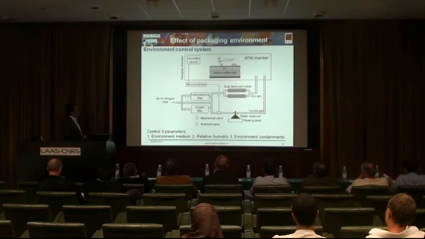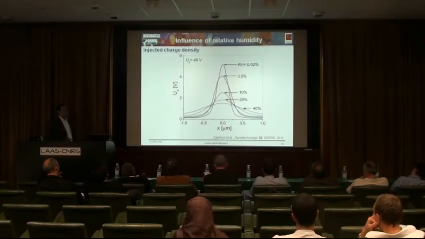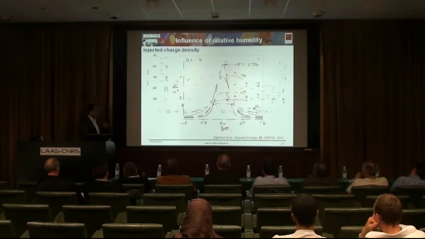So what we can control from the system actually is the environment medium, which means air or nitrogen, the relative humidity using this picture, and finally the environment contaminants using these filters. Just to give you again an idea about what humidity does to your surface potential distribution, you can have a look at this graph, where you find at very small humidity it is confined and higher potential, while here it is smaller but spreading over a larger area. And this actually explains the limitations in previous measurements.